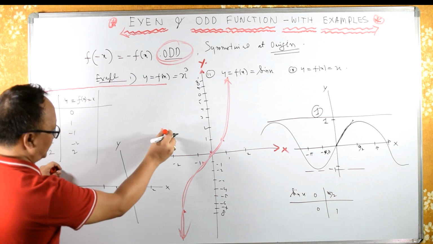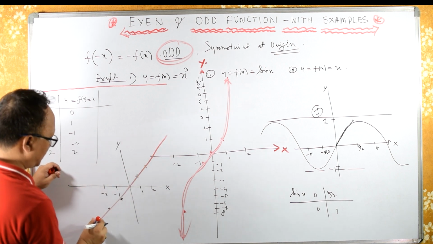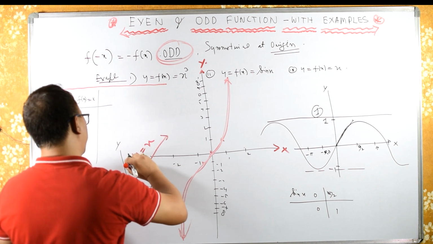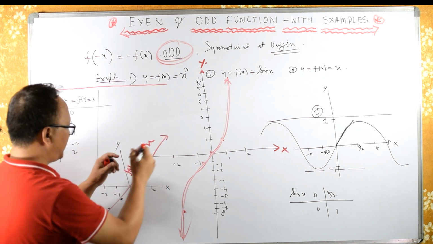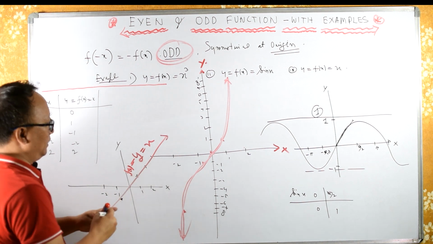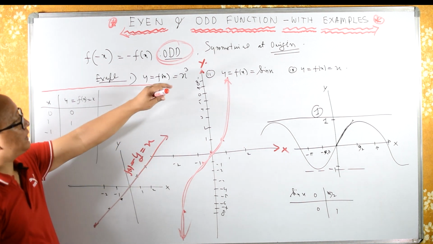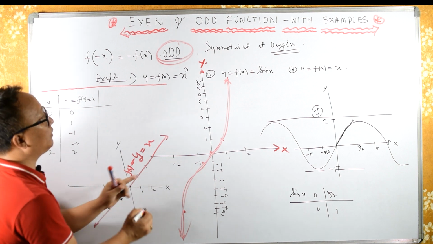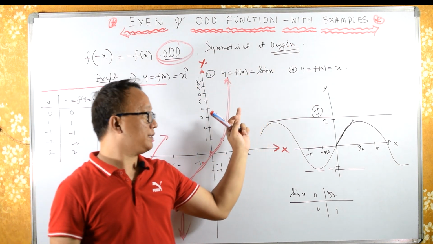Therefore, this graph is a straight line. Here y equals x, you can say f of x. It's a straight line. Even here you can see it is an odd function, and it is symmetrical about the origin.